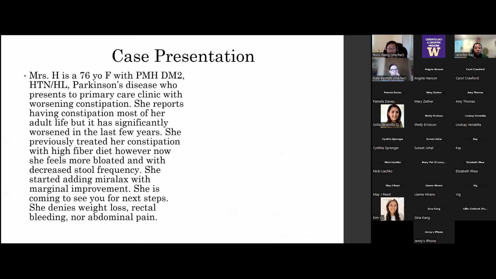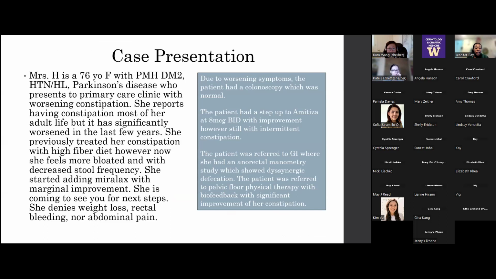So back to our young lady with constipation where Miralax is not cutting it. Due to worsening symptoms, she had another colonoscopy, which was normal. The patient was stepped up to Amitiza twice a day with improvement, however, still having some constipation. So she was referred to GI clinic where she had an anorectal manometry test, which showed dyssynergic defecation or pelvic floor dysfunction. She was sent to pelvic floor physical therapy with biofeedback and had significant improvement in her constipation.